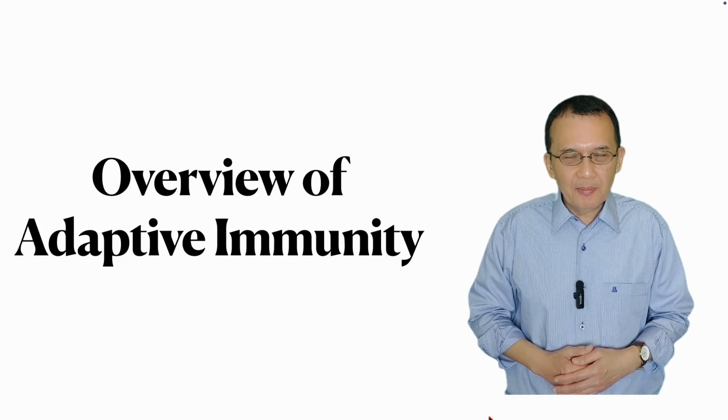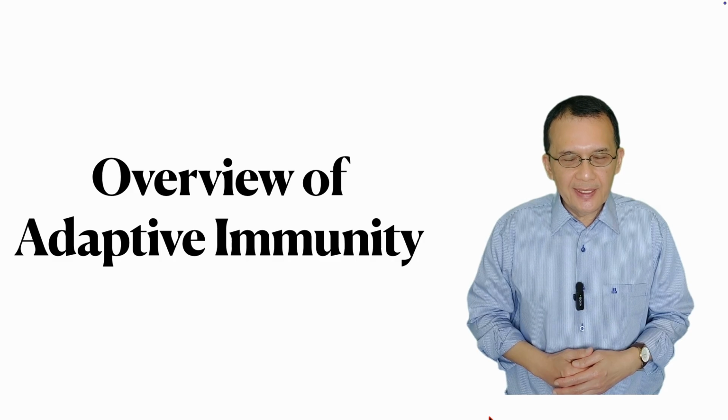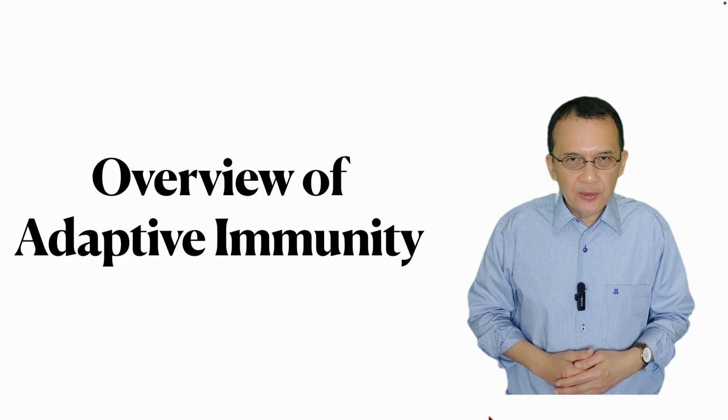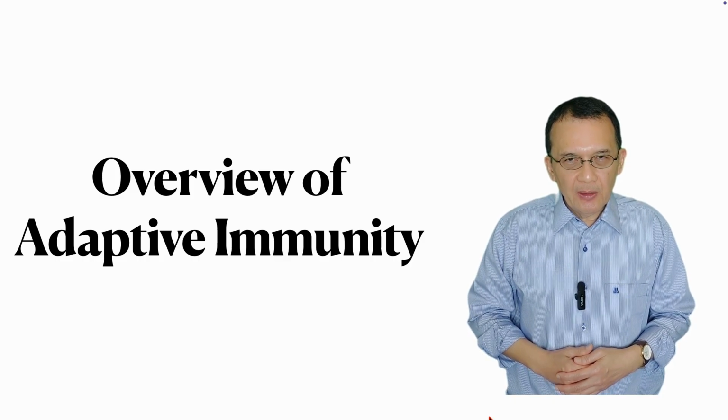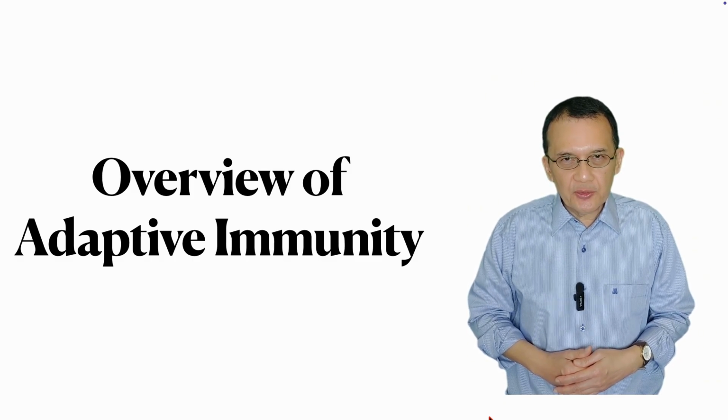Hi everyone, welcome back. In this video, we are going to look at the overview of adaptive immunity. My goal is not to discuss every detail, but to help you to understand the big picture before we study B cells, T cells, antibodies, and immune responses in greater depth. By the end of this video, you should be able to explain how adaptive immunity develops, how B cells and T cells become activated, and how they work together to eliminate the pathogens.